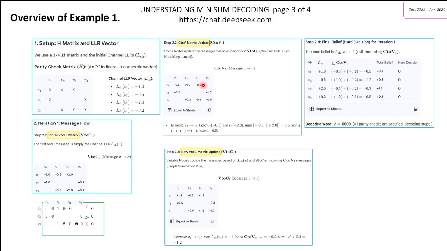Check node to bit node information is sent. So it says V2 and V3, out of them the minimum value is used, and the sign is the product of their signs. That's how V1 is updated, and others are updated in a similar manner. Now the C2V matrix is updated, then the V2C matrix is made. How is it made?